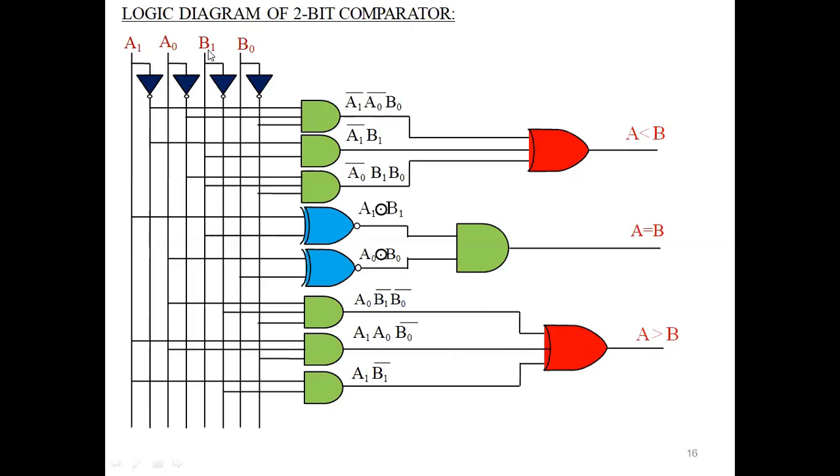So see, we will give the values: A is equal to 3, B is equal to 3. Both are equal. So for that, only A is equal to B. At this statement only we got the value as 1. The remaining final outputs we got as 0. So that's why 3 is equal to 3. So that is A is equal to B.